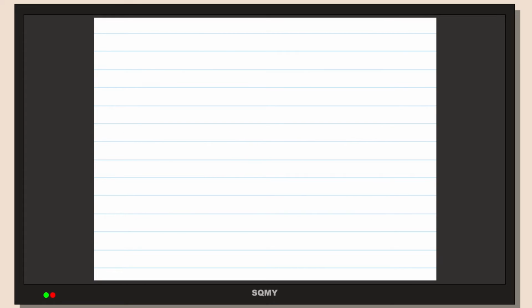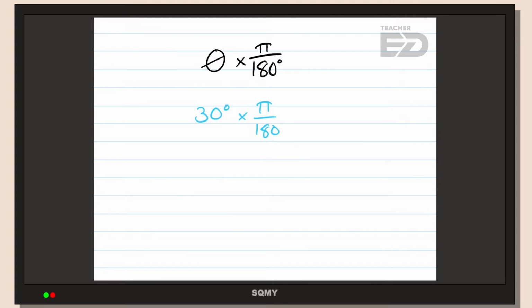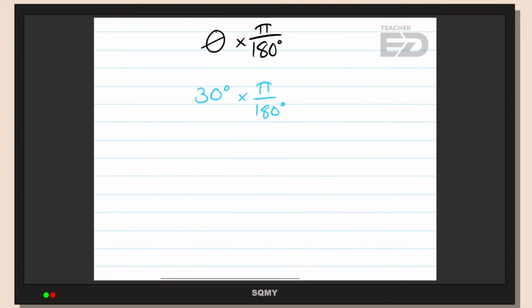To change degrees to radians is actually quite simple. First, you're going to take your degrees, which we're going to call theta, and multiply that by pi over 180 degrees. Let's try an easy one. Let's start off with, let's say, 30 degrees. Let's change 30 degrees to radians. So 30 degrees times pi over 180.